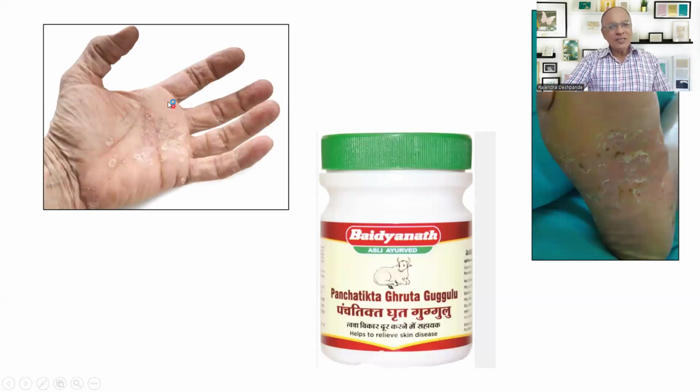So here you can see, this is the palm, this is the foot, and this is the plantar aspect, this is the palmar aspect, and here you get some skin problem that is a kind of psoriasis. So this is like a palm and plantar psoriasis, which in Ayurveda can be compared with Vipadika. And the best medicine you can see over here, Panchatikta Ghrita Guggulu. The link for getting this medicine is available in the description.